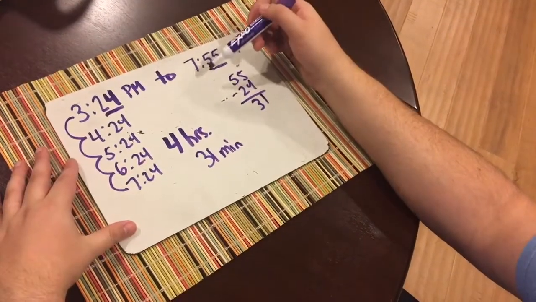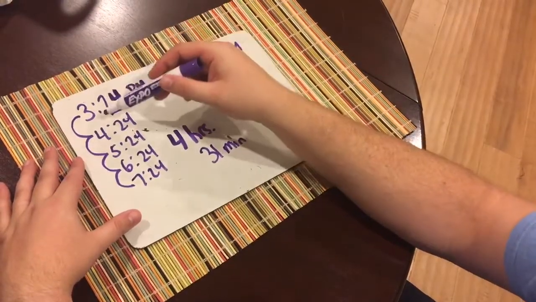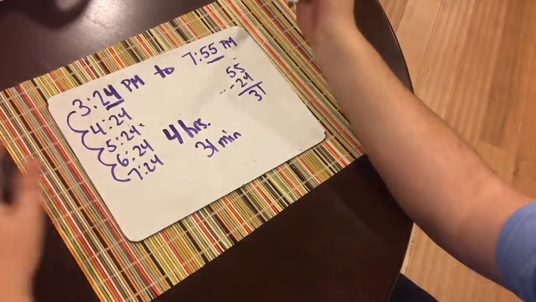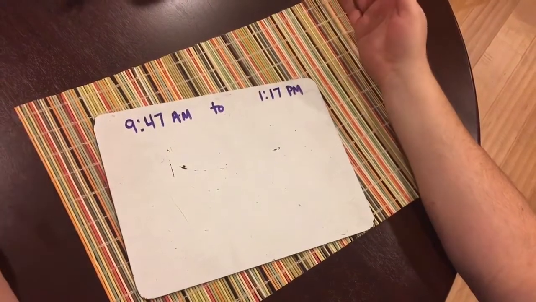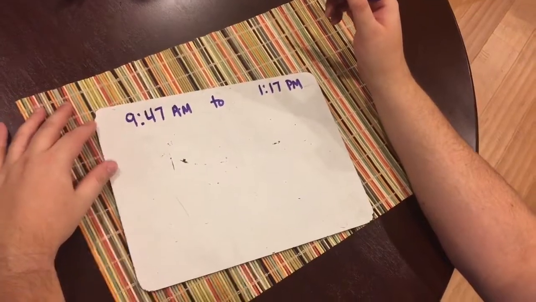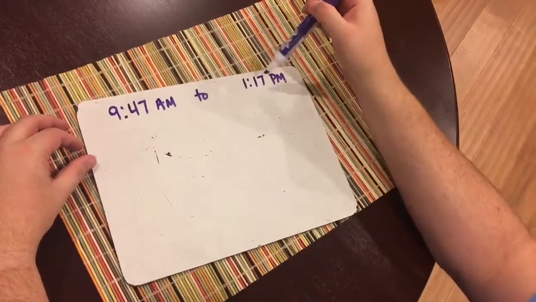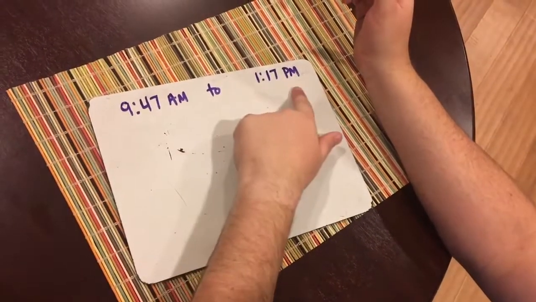This is one of the easier problems because my end time minutes are bigger than my start time minutes. Just count your hours. You may subtract. That's it. All right, now we're going to do a little bit trickier problem. This is the hard problem, like I tell the kids, one that takes a little more effort. We made it a little bit trickier because we're going to go from AM to PM. So we're going to go from 9:47 AM to 1:17 PM.